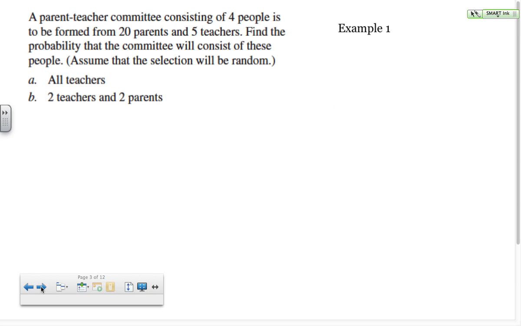Probability, remember, is the number of ways the event can happen over the total number of possibilities. So realize that there's a massive number of possibilities here. Okay, I just realized I did my notes wrong. So there's 25 people total, and we want to know what's the probability that they will all be teachers. I'm going to have to grab my calculator because I did this wrong. We have 25 people total, and we're going to choose 4 people. So how many different ways can we take 4 people from 25 people?